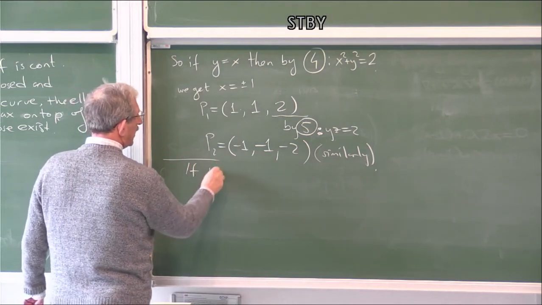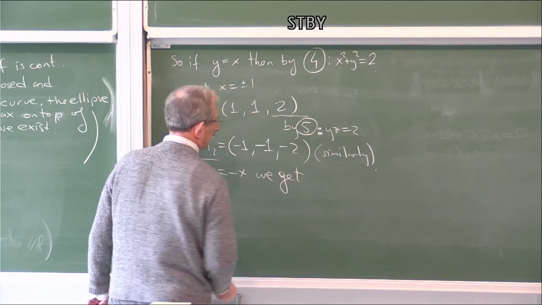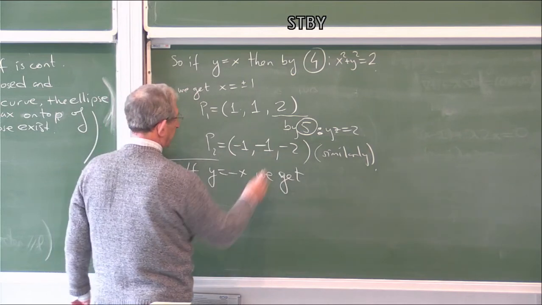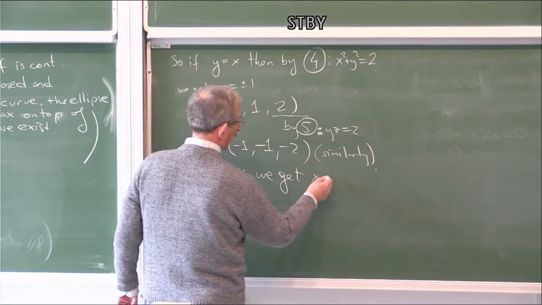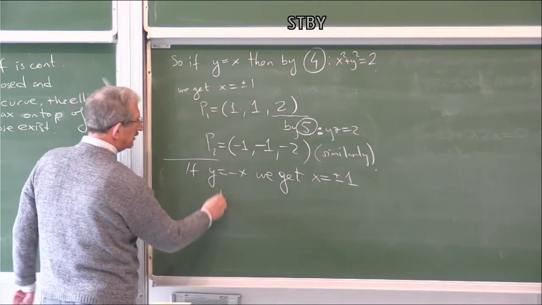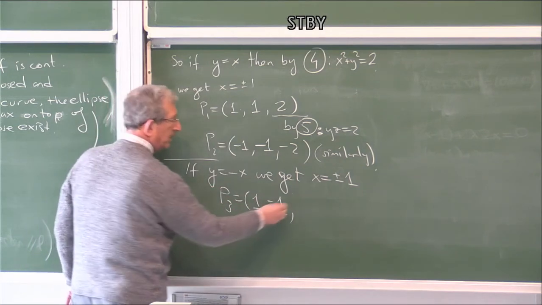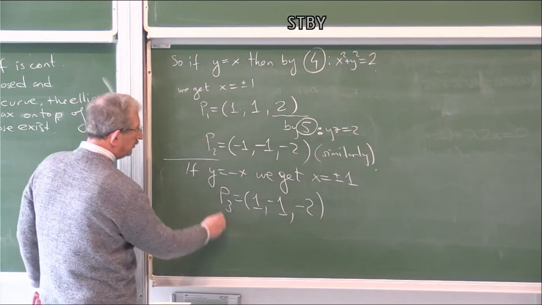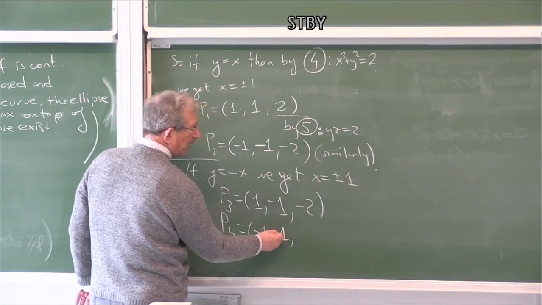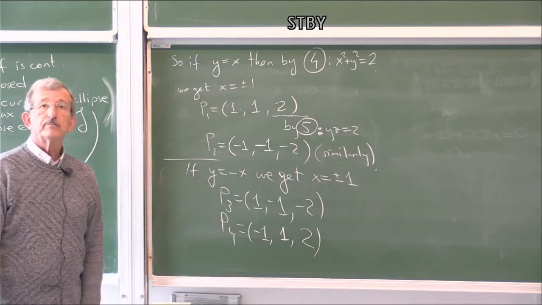Now, if y is minus x, I will not explain this, just the same way, we get, again, x is, or y is plus minus 1, but now they are oppositely signed, so we get P3. If x is 1, y must be minus 1, so z must be minus 2, and finally, minus 1, 1, because y is 1, z is 2. So we get 4 points.